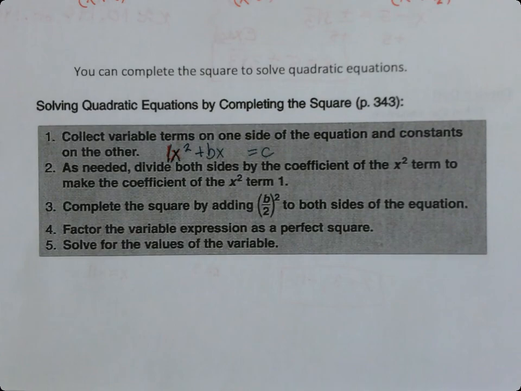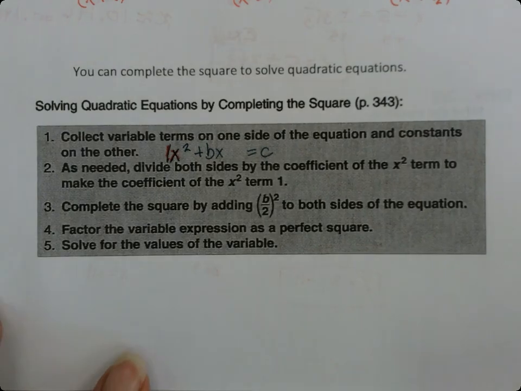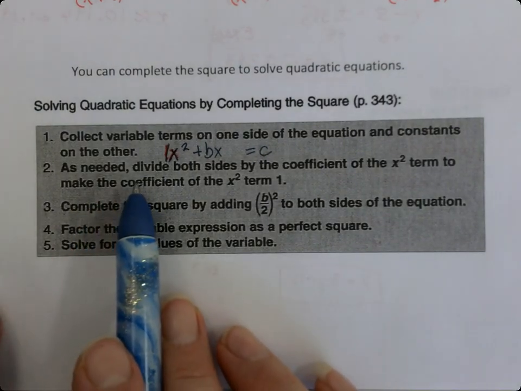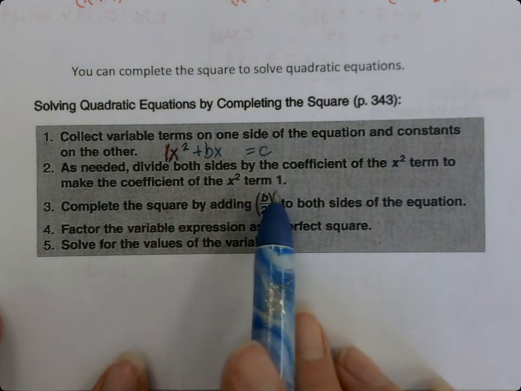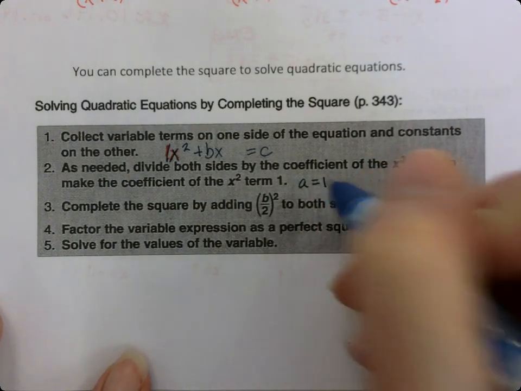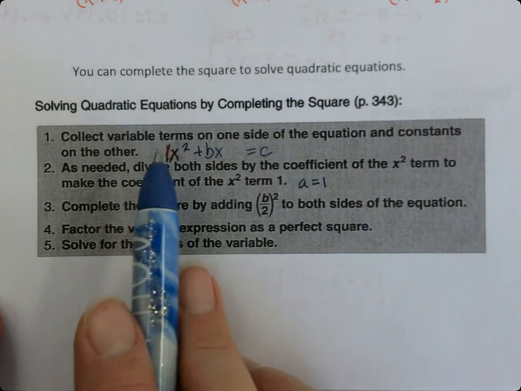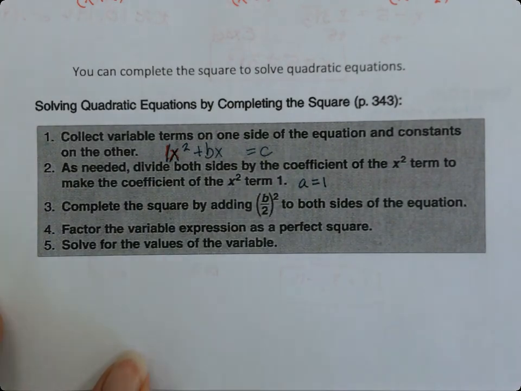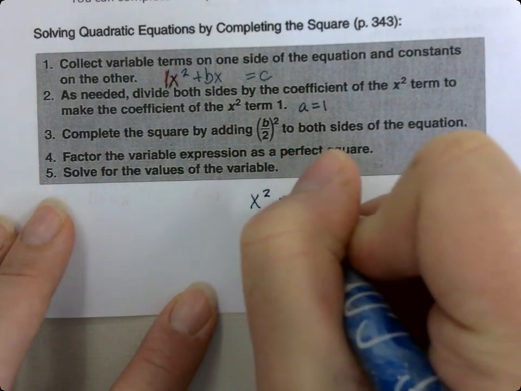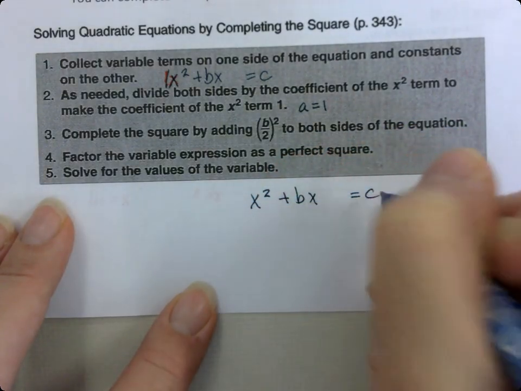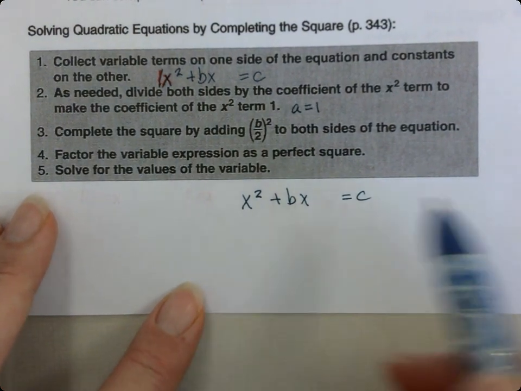So when we factored, we wanted to set everything equal to 0 because we were using zero product property. I want to do something differently here. So then it says, as needed, divide both sides by the coefficient of the x squared term to make sure the coefficient's 1. So a has to equal 1. So if there's a number like a 3 out here, I'd have to divide everything here by 3. Then your rule to complete the square is take b over 2 and square it. And then we're going to factor the expression. So when I say complete the square, we want it to be the form x squared plus bx equals c. Any constants would be shifted to the other side, change the sign.